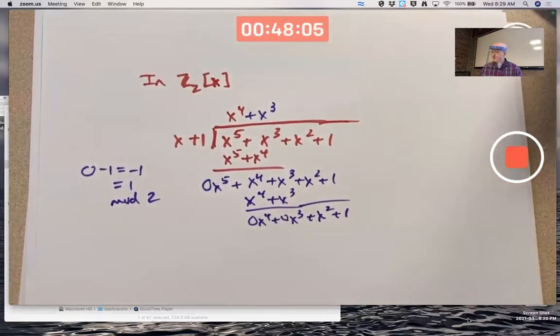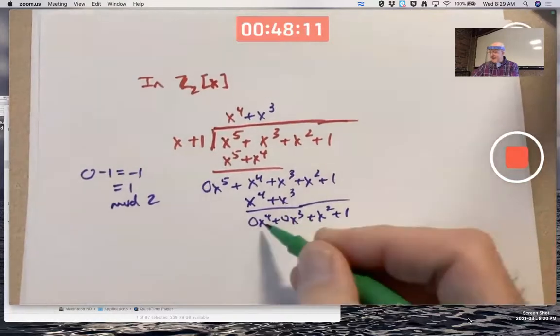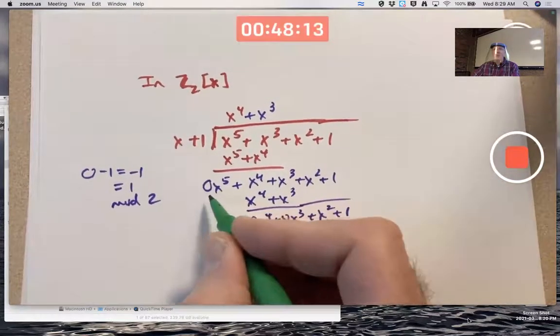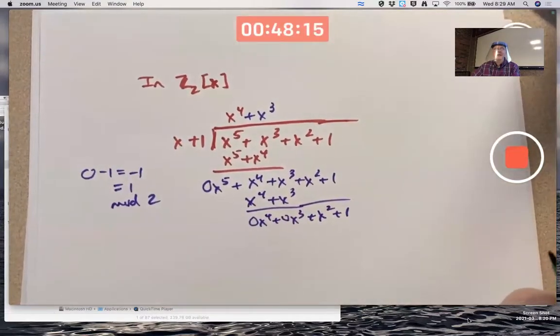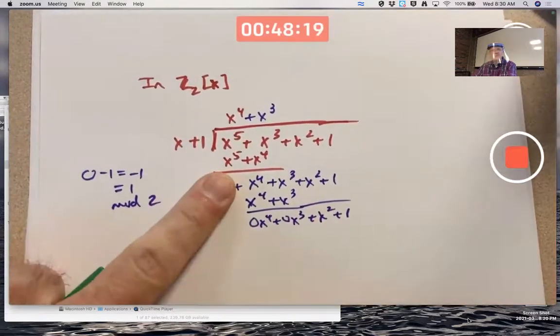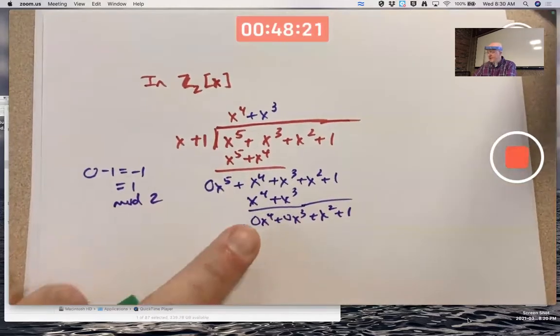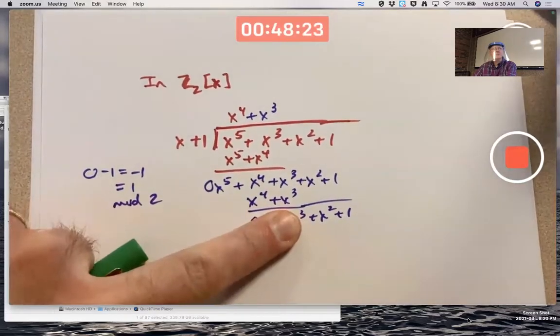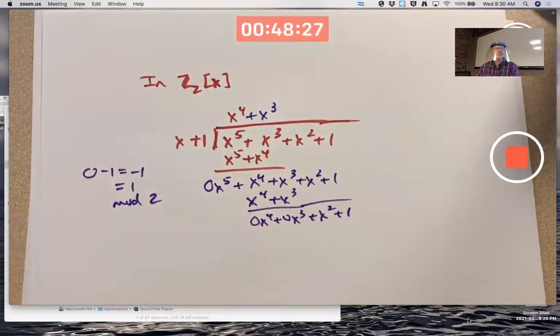Oh, I should have changed colors there to be consistent. Oh, well. I got 0. By the way, the terms that have a coefficient of 0, you don't have to bother writing. I just did for emphasis. I didn't have to bother writing that at all. I also don't have to bother writing those two terms. I did for emphasis, but I didn't have to.